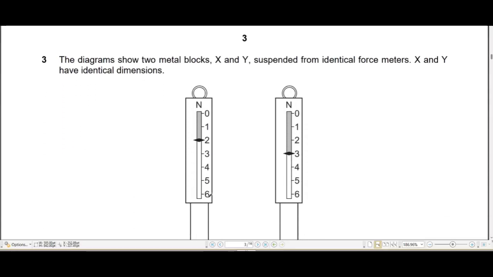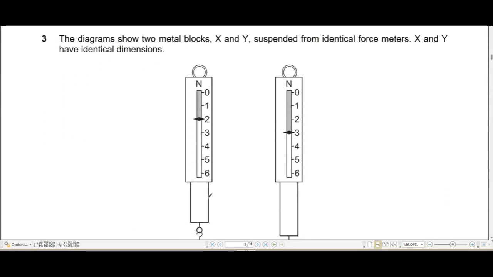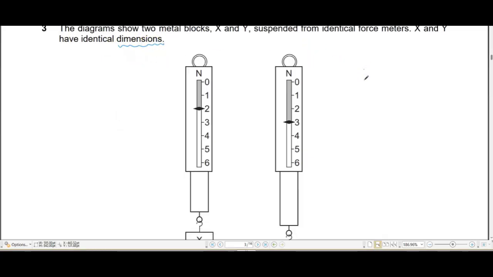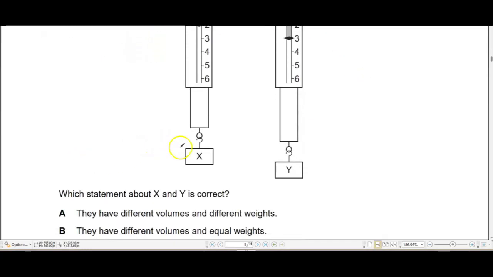Question number 3. The diagrams show two metal boxes X and Y, suspended from identical force meters. X and Y have identical dimensions. So X and Y have identical dimensions. This means that this side is equal to this side and this side is equal to this side, and this is also going to be equal for them.